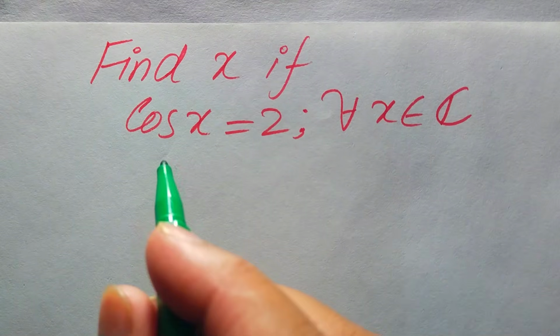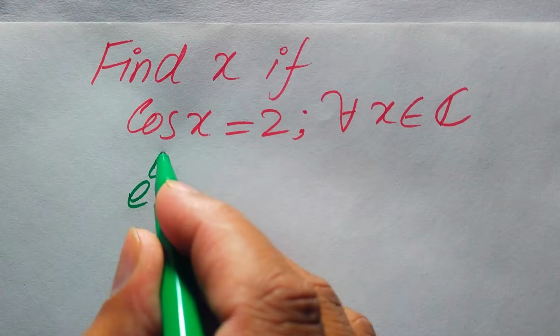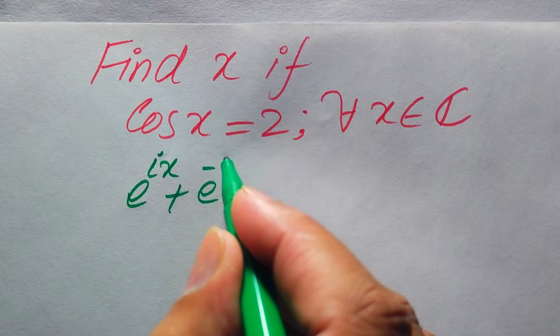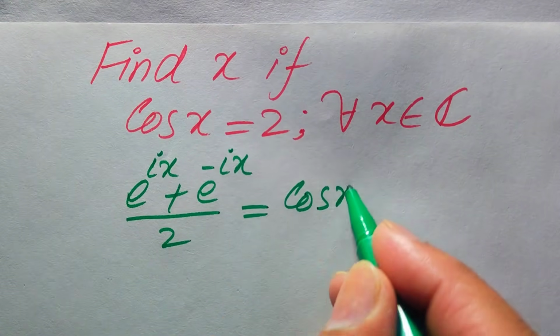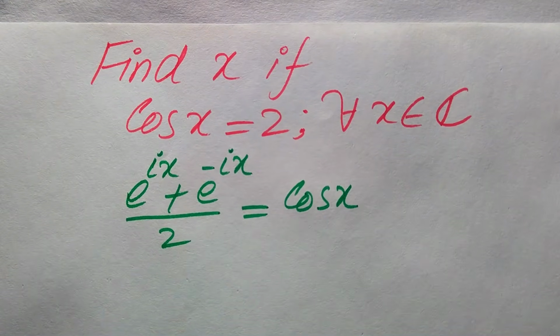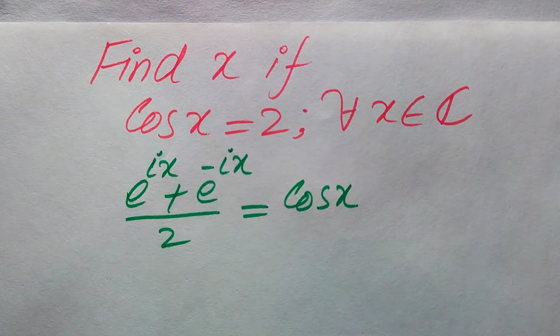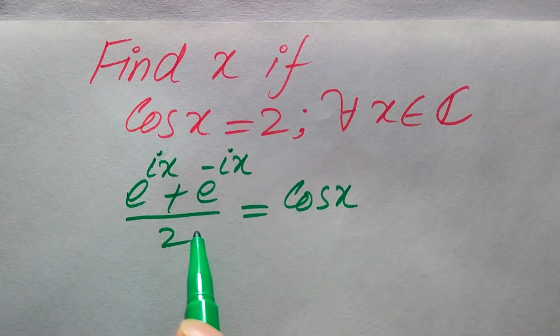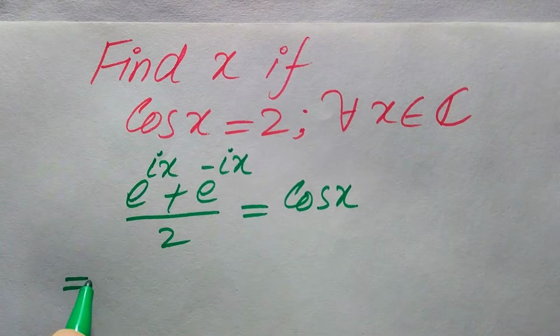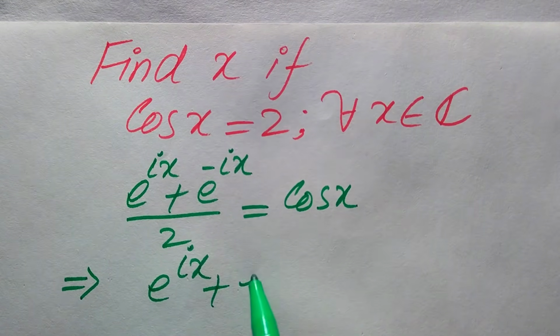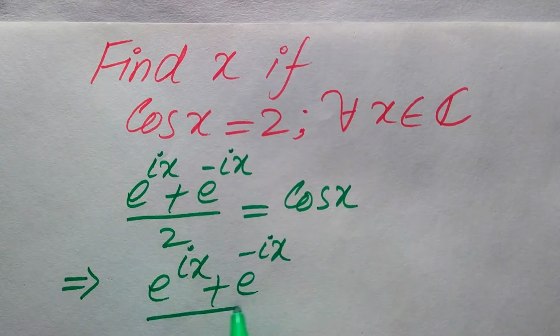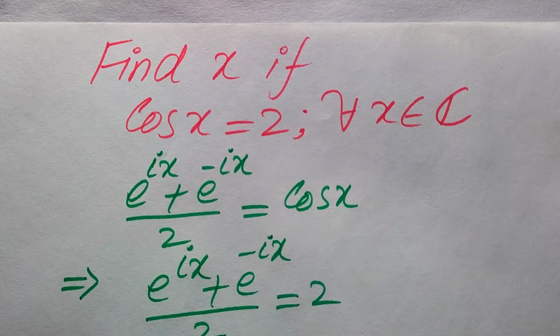You know about that. If we have e to the power of iota x plus e to the power of minus iota x, divided by 2, is equal to cos x. So from here we need to simplify the terms, and we just multiply both sides by 2. We substitute this value of Euler's formula into the given question statement, so that our equation is written as e to the power of iota x plus e to the power of minus iota x, divided by 2, is equal to 2.